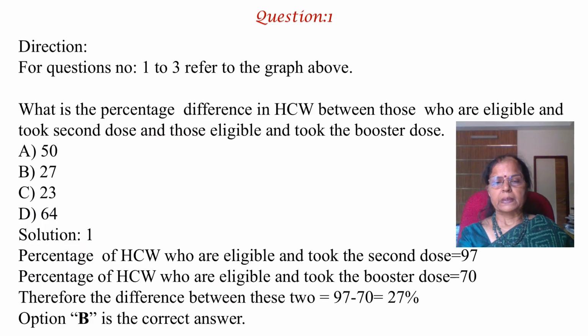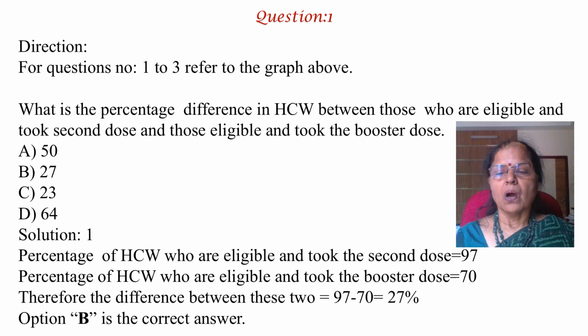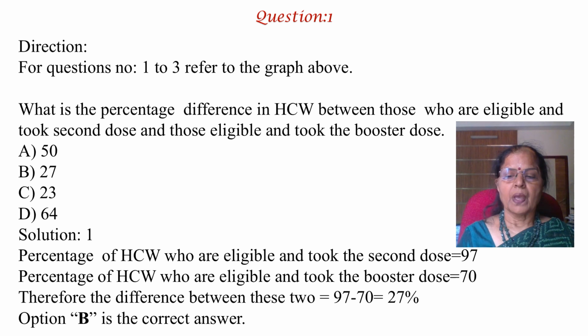Now the questions, look at the direction. For questions number 1 to 3, refer to the graph above. And what does the first question say? What is the percentage difference in HCW between those who are eligible and took the second dose and those who are eligible and took the booster dose? HCW is healthcare workers. So look into only healthcare workers, not the other bars. Don't bother about the other age groups or even the frontline workers.